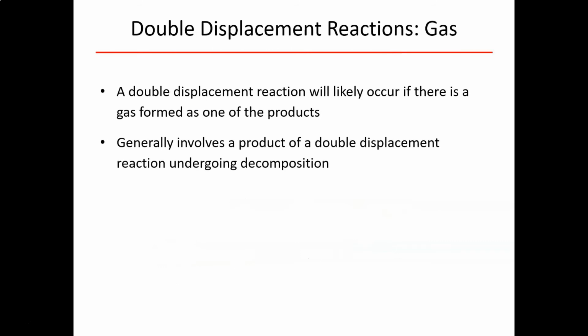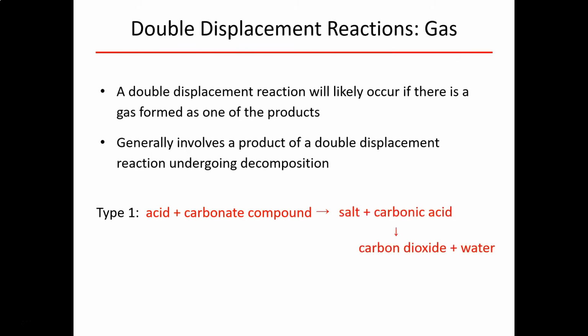Our second type of double displacement reaction is one that produces gases. Okay? And generally, there are a couple. We'll focus on two mainly. And the production of a gas usually results from a second reaction occurring right away, which is a decomposition reaction. Okay, so for example, I can have an acid plus any carbonate-containing compound, and it would give me a salt plus carbonic acid, and my carbonic acid would then decompose into carbon dioxide and water.